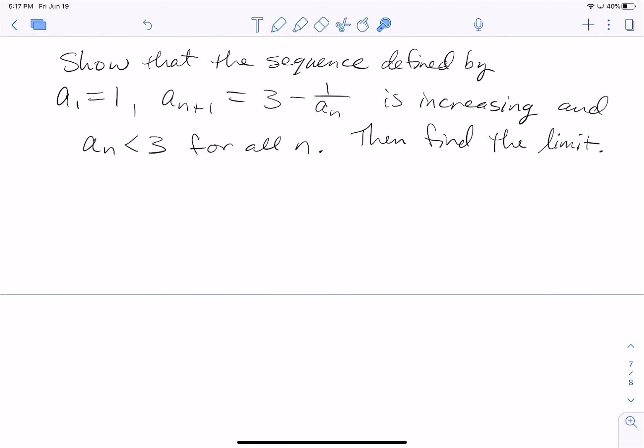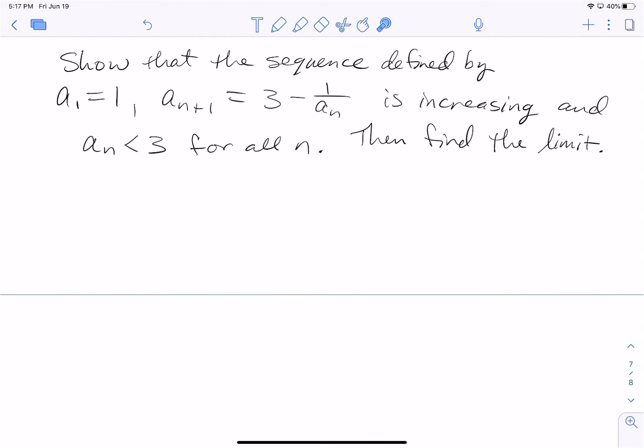We have here a recursive sequence. That's one in which, in order to know a term, I have to know its preceding term. In this case, the sequence is defined by a sub 1 is equal to 1, a sub n plus 1 is equal to 3 minus 1 over a sub n.